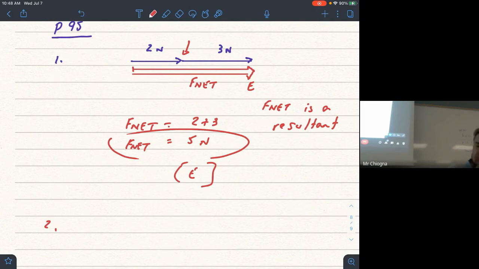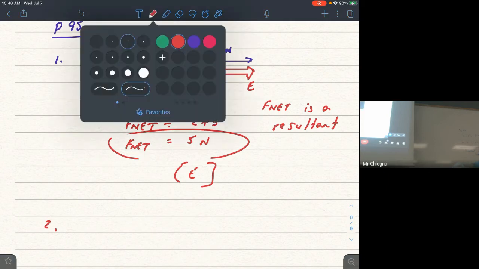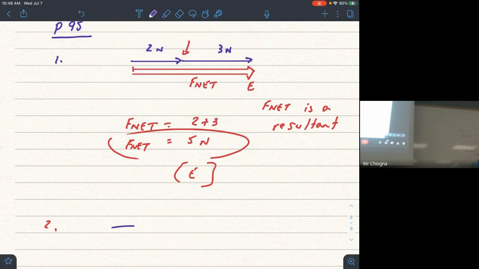Read over number 2. So there's a force that's 2 newtons east and one that is 3 newtons west. I didn't draw them one on top of each other, but they should be drawn one on top of each other. That gets a little sloppy.